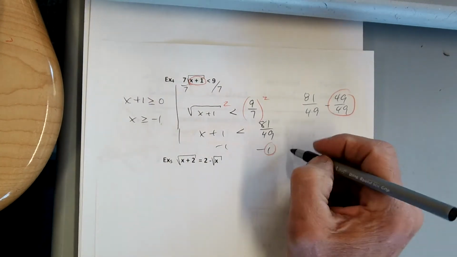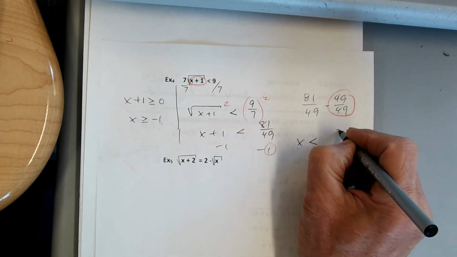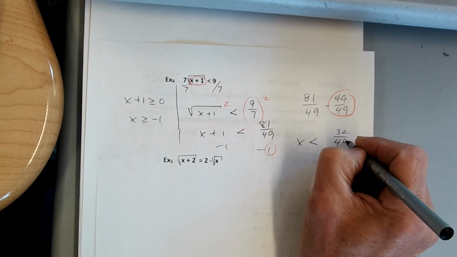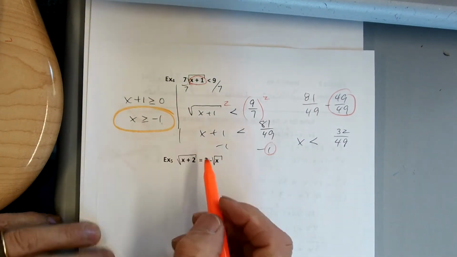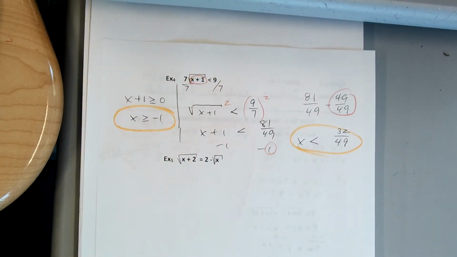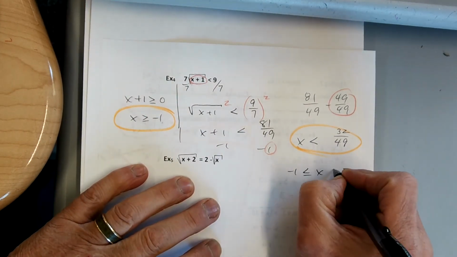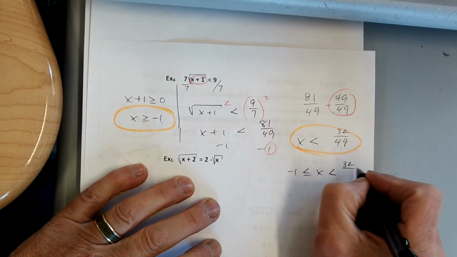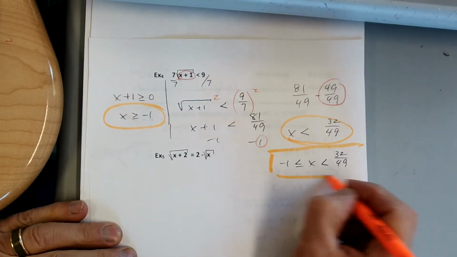So I get an answer of x has to be less than 32 over 49. So I've got two parts. It has to be greater than or equal to negative 1, but less than 32/49. So I'm going to write that as just a set. So I'll go negative 1 is less than or equal to x, which is less than 32/49. And that's the answer I like the best. If you gave me these two, I would take it, but I like that answer better, okay?